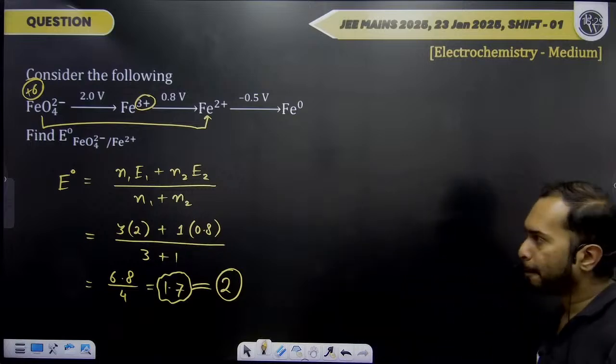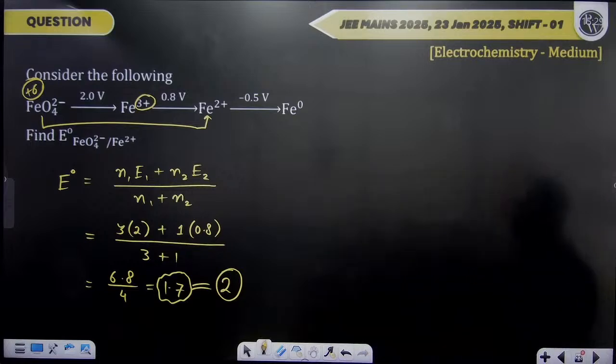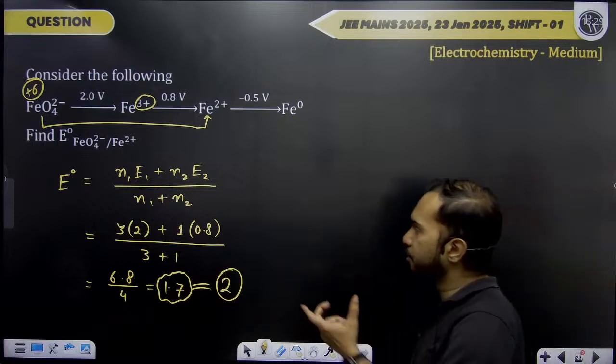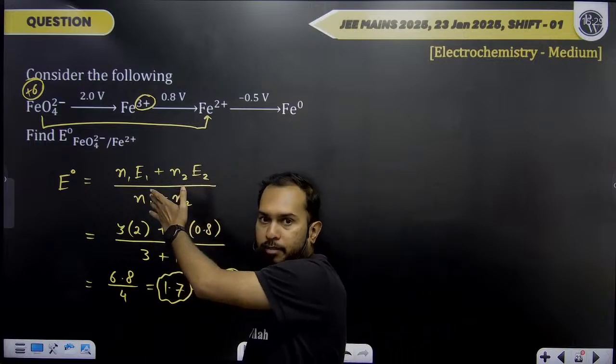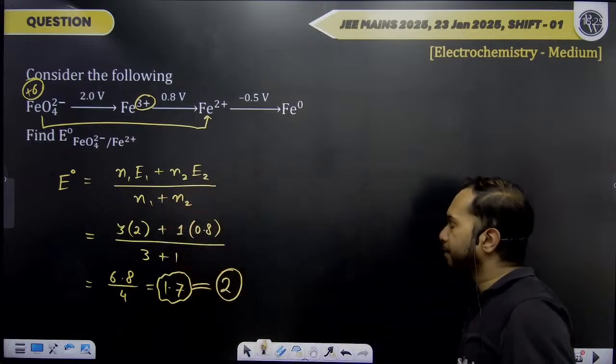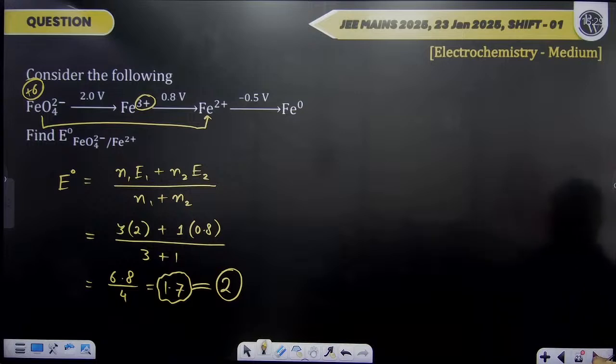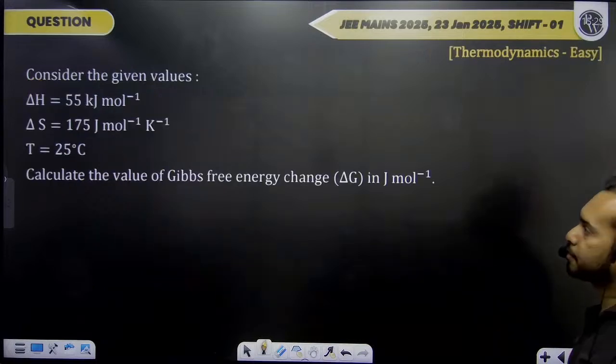Okay, all right. So this question was based on Latimer diagram. Once again, I would say this is a medium level. Basically, it's very easy if you remember this formula, right? Otherwise, you can say this medium. Okay, medium level. Okay, let's see. Moving to the next question.